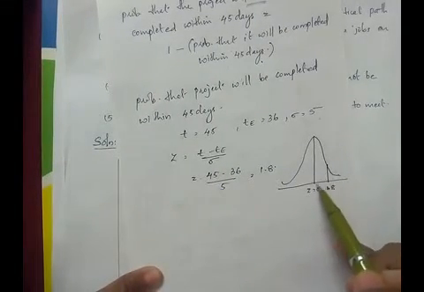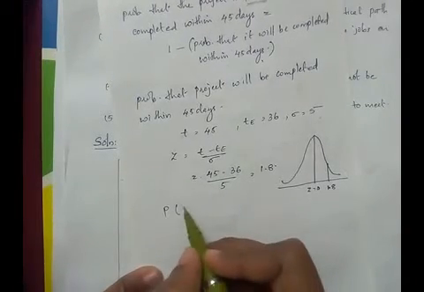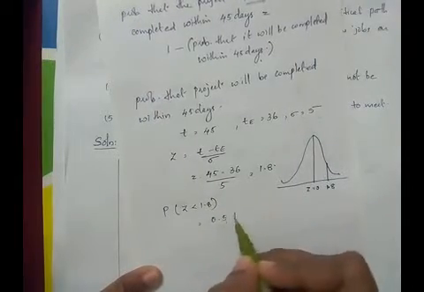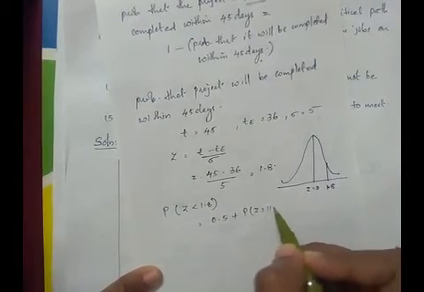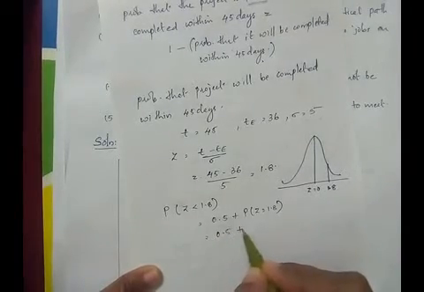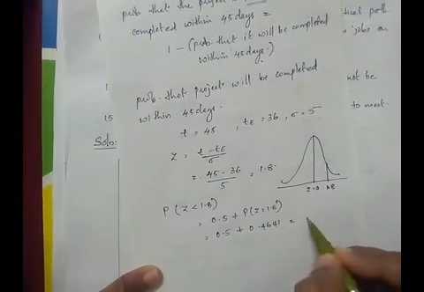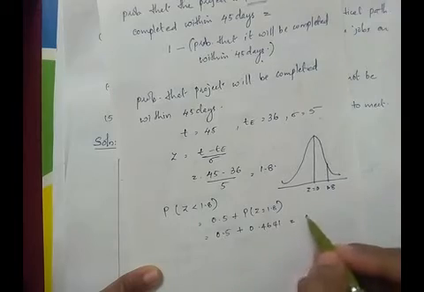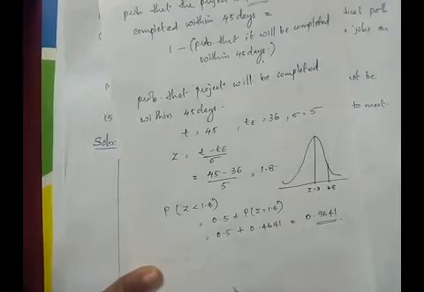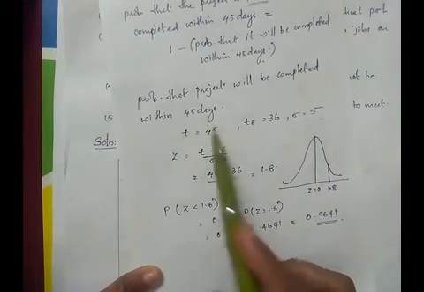Drawing the curve, 1.8 is to the right of Z equal to 0. That means we have to find the probability of Z less than 1.8, which is 0.5 plus the probability at Z equal to 1.8, which is to be found from the table, and the table value is 0.4641. By adding these two we get 0.9641. Okay, so this is the probability that the project will be completed within 45 days.